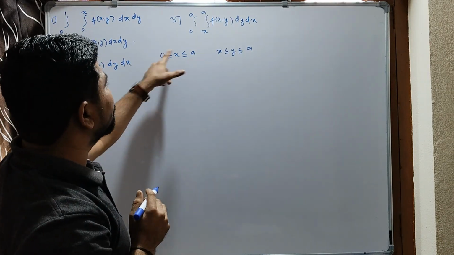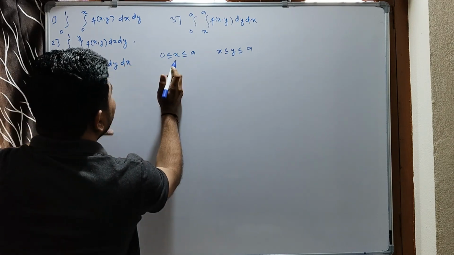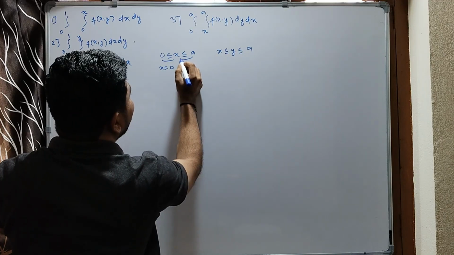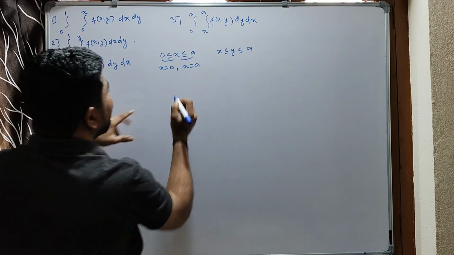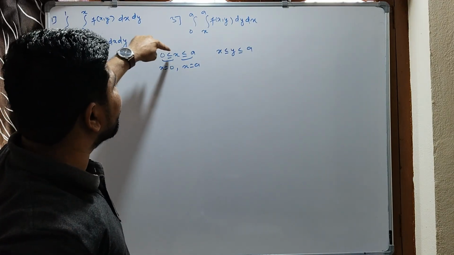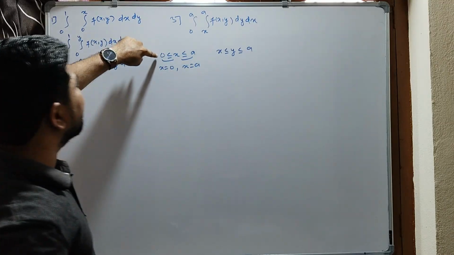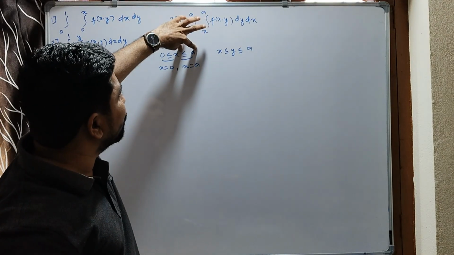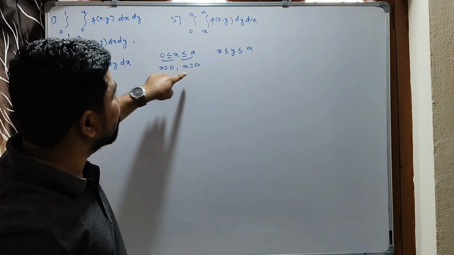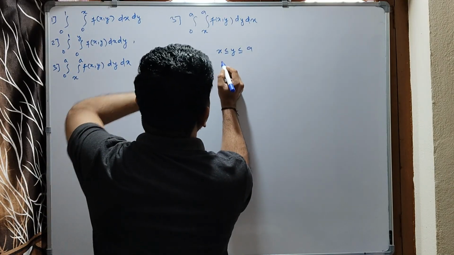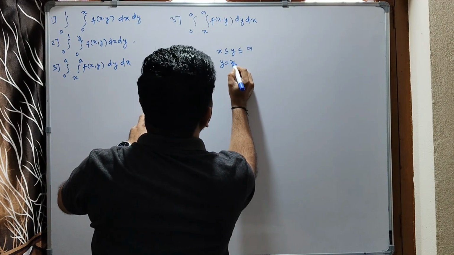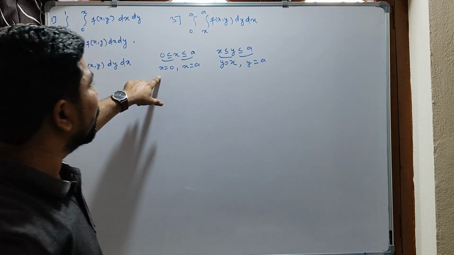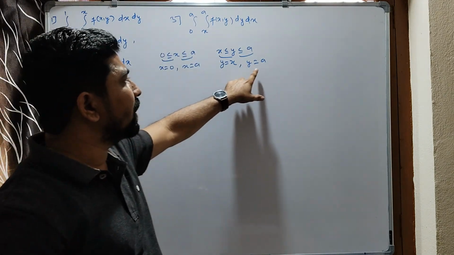Now this is the closed interval 0 to a. At the left end of this closed interval x equals 0, and at the right end x equals a, since x takes all values from 0 to a. So this is x equal to 0 and x equal to a. In the same way, y equals x at the left end, and at the right end y equals a. So we have x equal to 0, x equal to a, y equal to x and y equal to a.